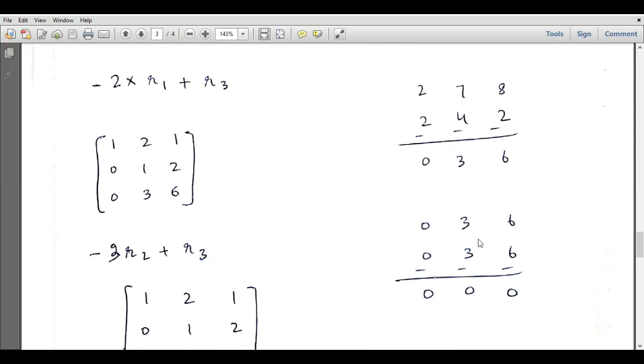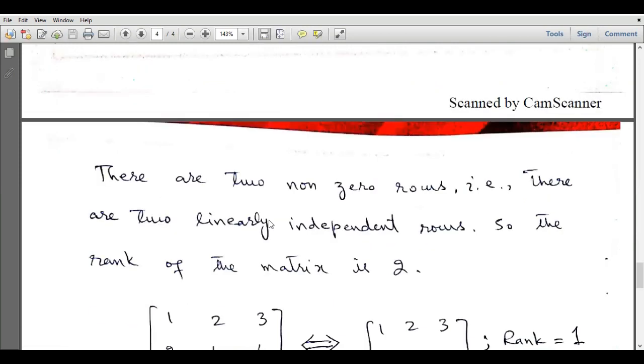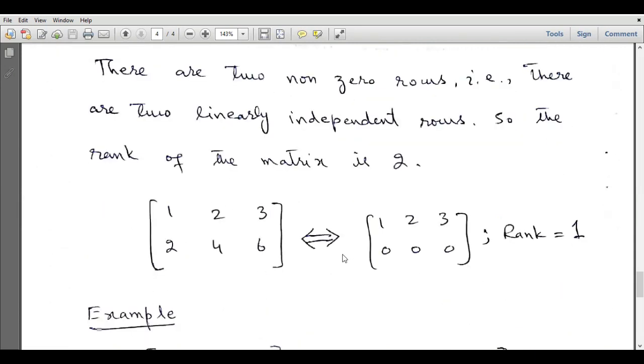So this will become 0, 3, 6. This is also 0, 3, 6. So the new third row will be equal to 0, 0, 0. So clearly we have got a row of complete zeros. So the rank of this matrix will be equal to 2. So there are two non-zero rows. That is, there are two linearly independent rows. So the rank of the matrix is 2.